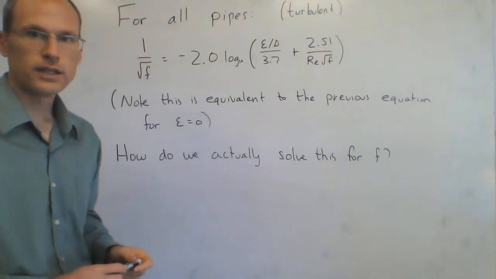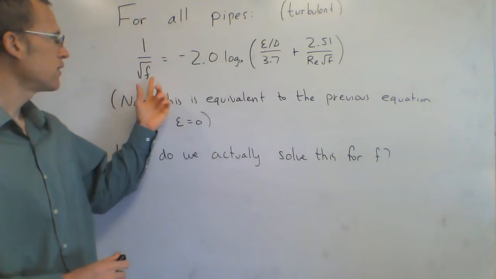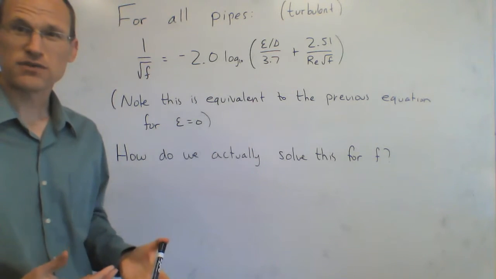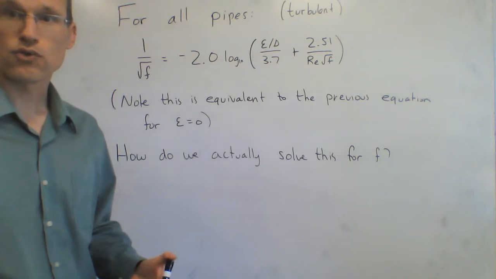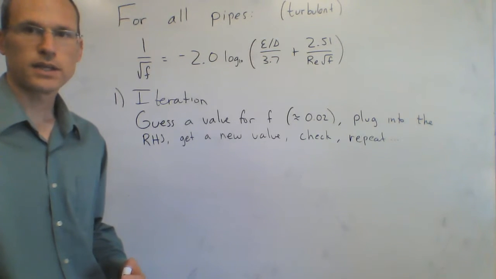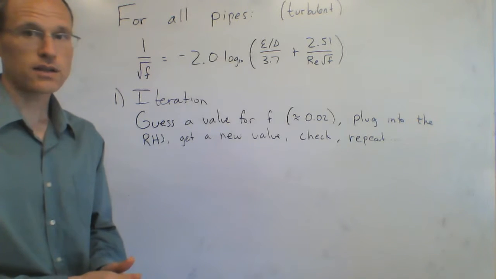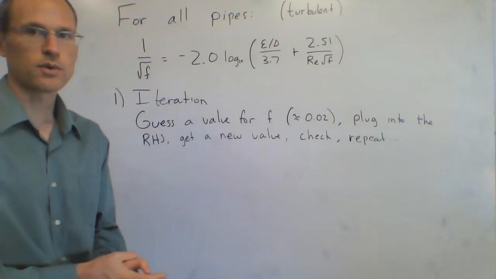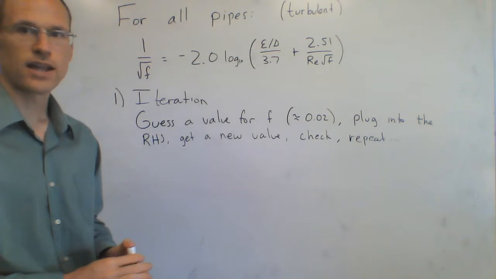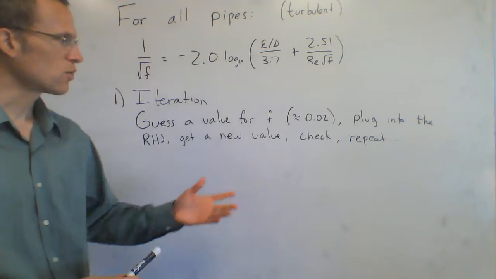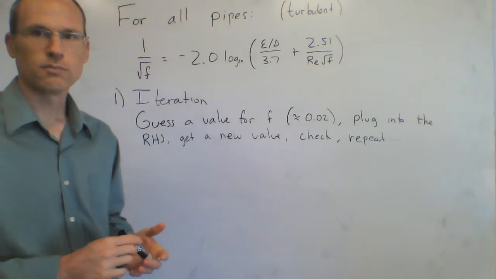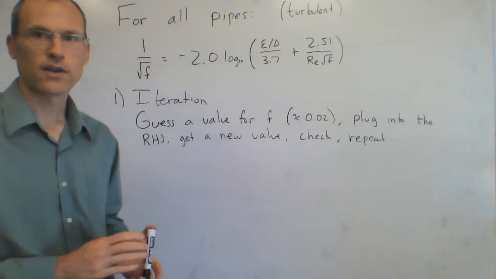So question now is, again, I have an F on the left-hand side, I have an F on the right-hand side. So how do I actually solve this for F? It turns out there are 3 options. The first option we have is the most time-consuming, also probably the most accurate. Using this equation, we can iterate, in other words, guess a value of F. A good value to start with is roughly 0.02. That's generally a good middle ground of what the value of F is going to be.